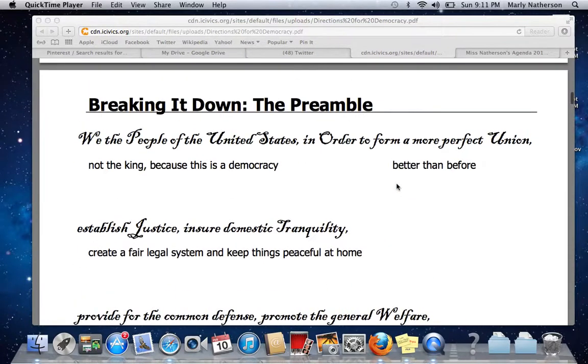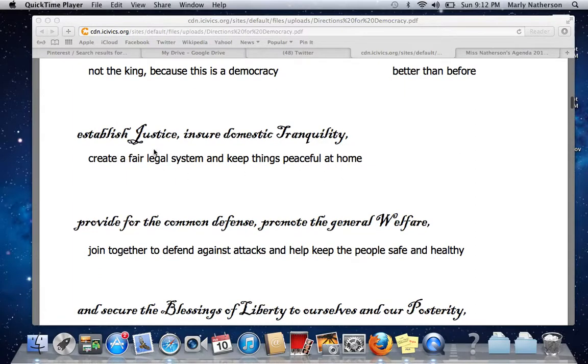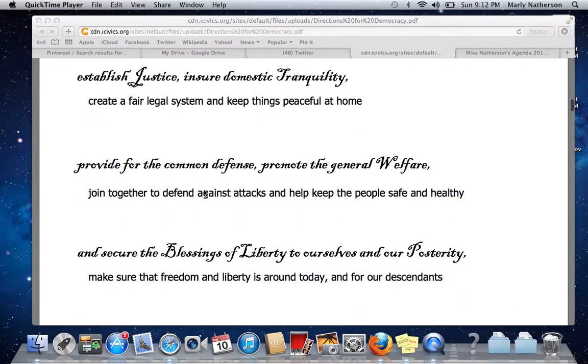So we're going to go back to the beginning and review. So we, the people of the United States, all the people, not just one king that's in power, in order to form a more perfect union, one that's better than what we had before, we're going to do 5 things. The first thing we're going to do is create a fair legal system. We're also going to ensure domestic tranquility or peacefulness at home. We're going to protect ourselves and defend ourselves if we're attacked. And we're going to keep our people safe and healthy.